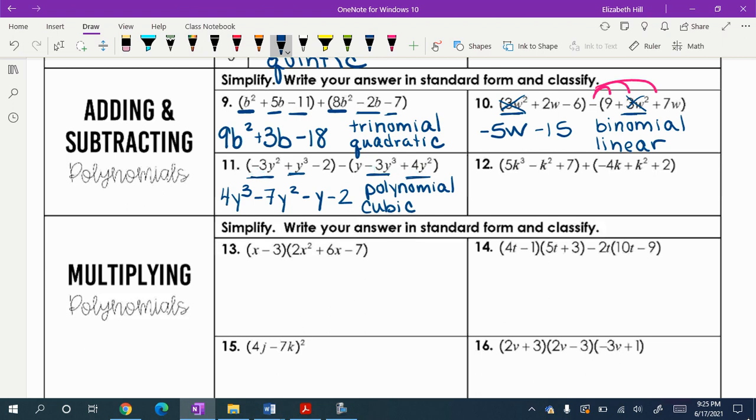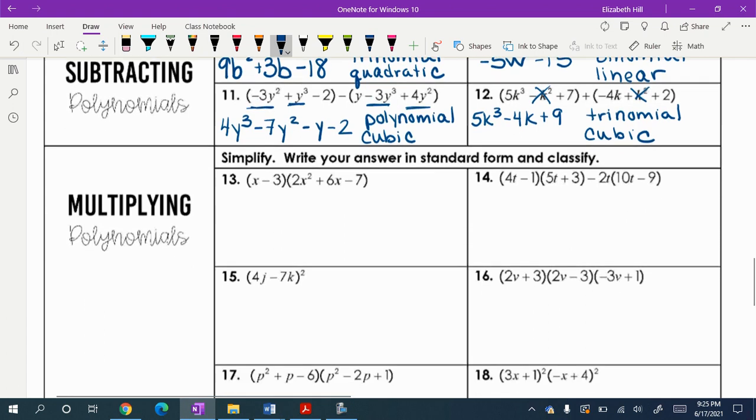All right, last one here is working with addition. My largest exponent looks to be cubed, but I don't have anything in the other part, so 5k cubed. As far as k squared, I've got a negative k squared and a positive k squared, and I'm adding those, so that cancels. I'm adding a negative 4k, and 7 plus 2 gives us 9. So we have gotten this down to a trinomial, and it is a cubic. So that is the adding and subtracting part.